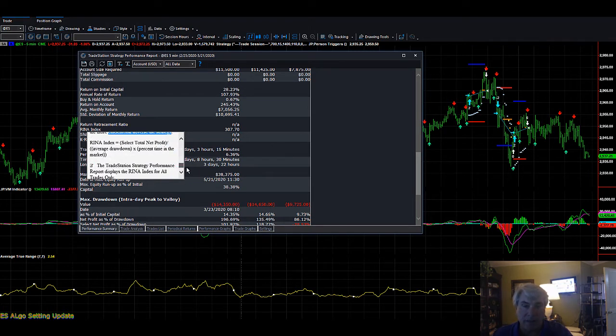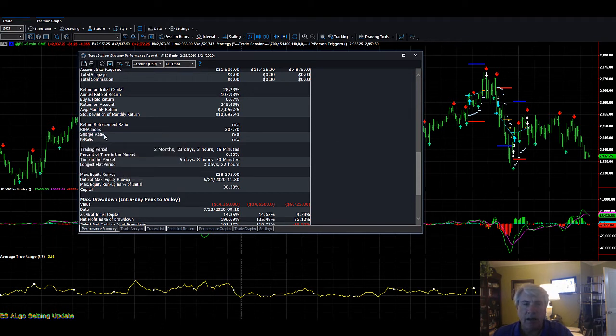So number one, that's one thing you can kind of look at. And in this case, the RANI index is 307. So it's a pretty high number to be exact. It does have a decent return on account in the last, again, almost 3 months. That's 90 days in the most historic trading environment we've ever encountered.